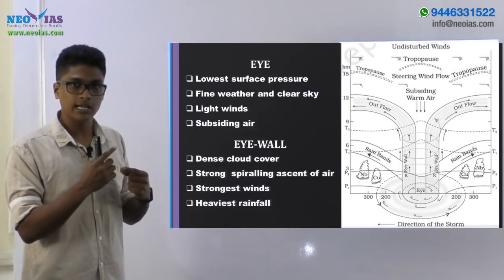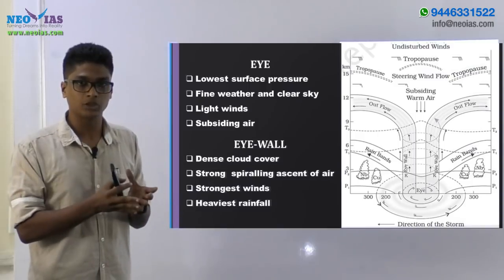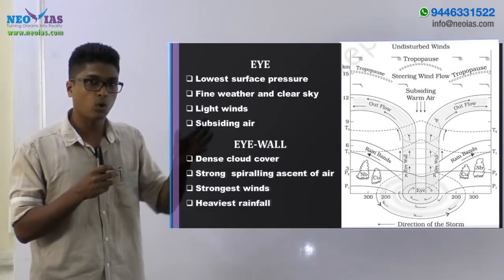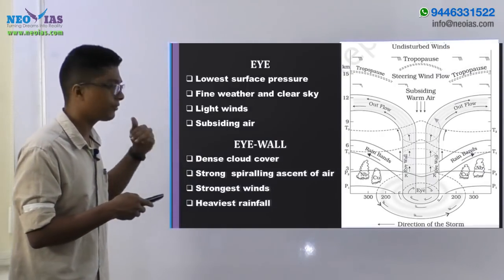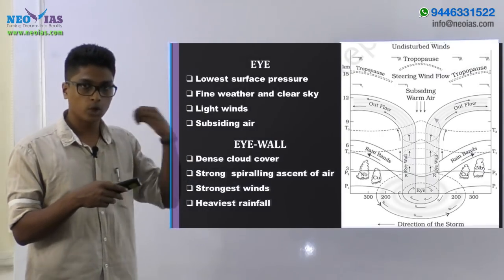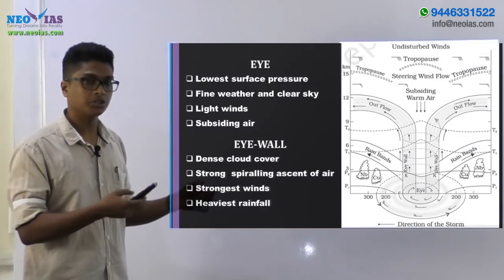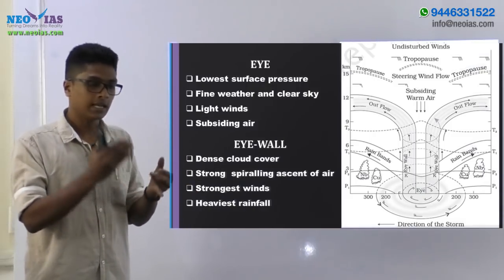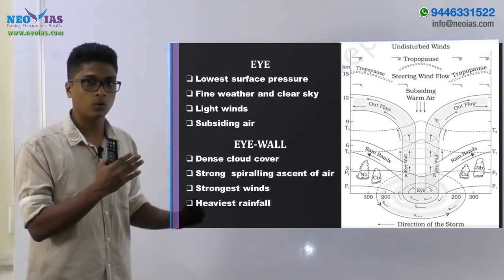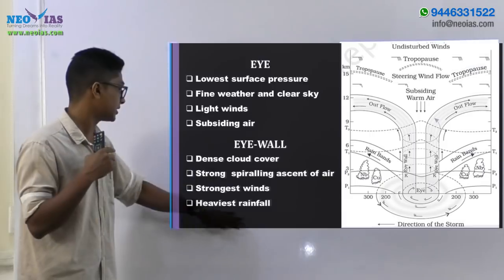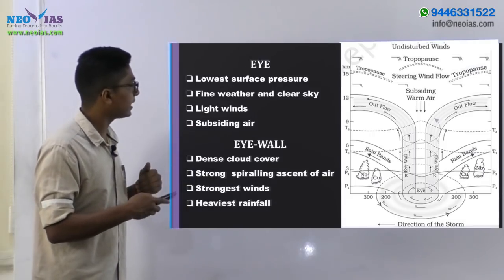In the eye wall region, the winds will be spiraling inward with very violent nature. We'll be having the strongest winds in the eye wall region. Plus, if you are having dense cloud cover, the cumulonimbus clouds and torrential rainfall will take place. So the eye wall region has the strongest winds, the ascending wind movement, and cumulonimbus clouds or dense cloud cover, which result in the heaviest rainfall. So these are the details regarding the eye and eye wall.